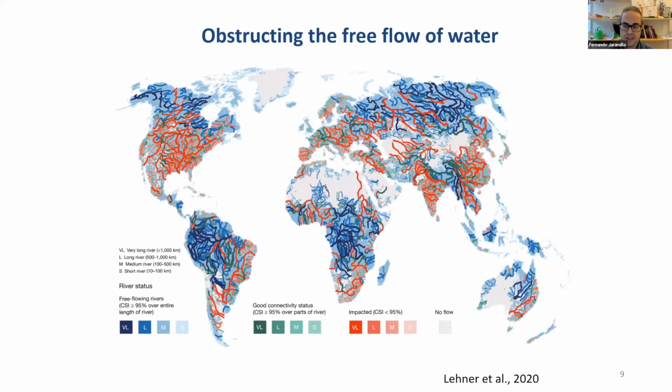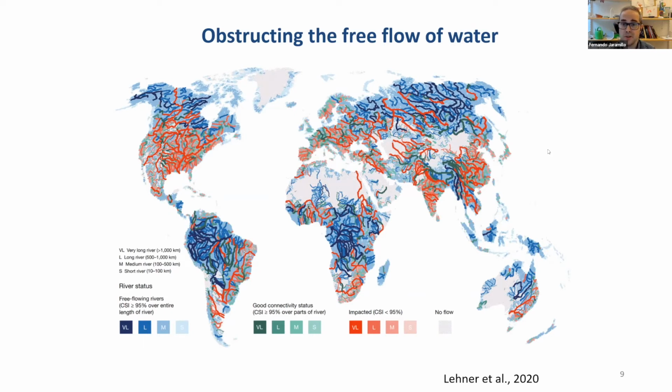This is a recent map by Bernhard Lehner from McGill University, showing the free-flowing rivers on Earth, which more or less are seen in the color blue. And on the other side, you have the most impacted rivers on Earth, shown in the color red. So you see, for instance, that countries like mine, Colombia, are rather blue.